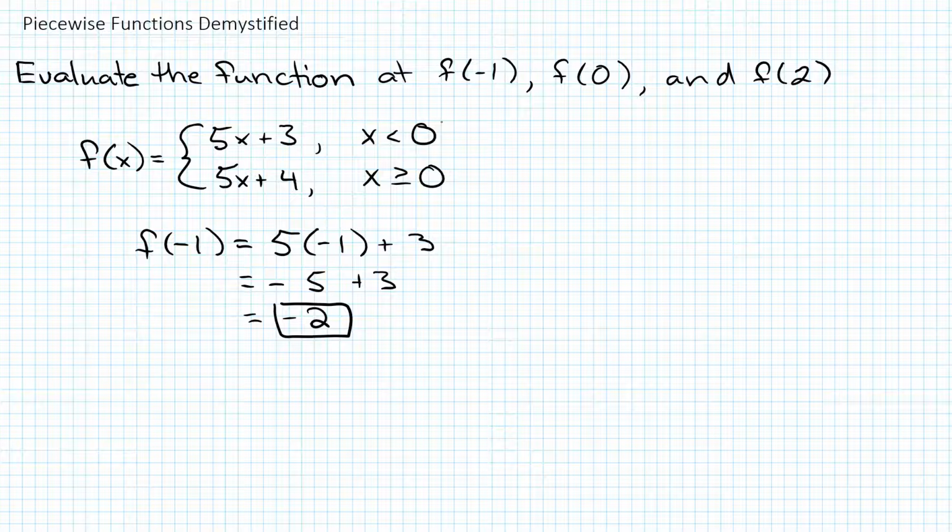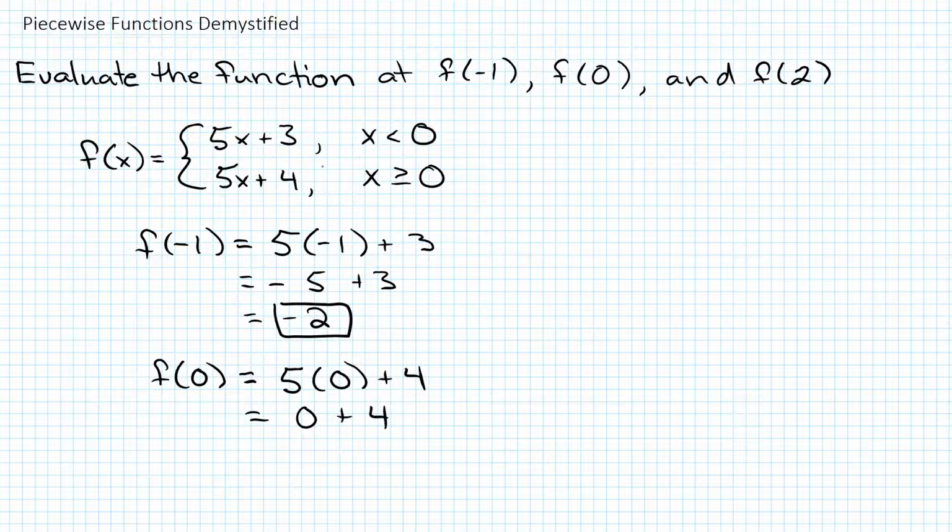So now I need to plug in 0, f of 0. I go up and I look at my rules. My rules say less than 0 is the top one, greater than or equal to 0 is the bottom one. Well, 0 is equal to 0, so I'm going to use the bottom one. So that's going to give me 5 times 0 plus 4, which is 0 plus 4, which is 4.